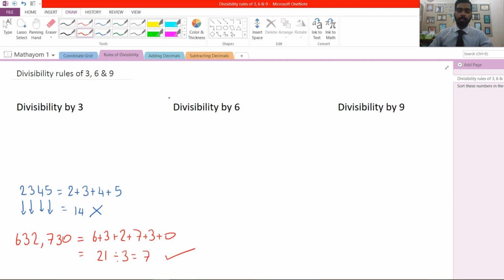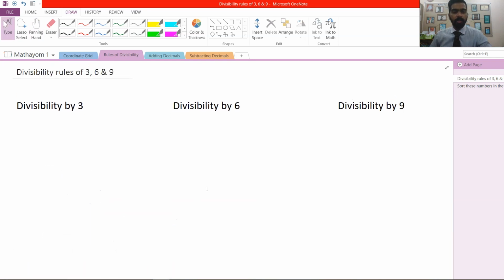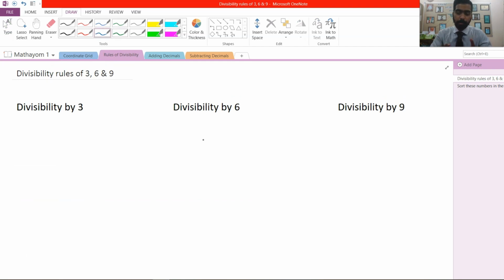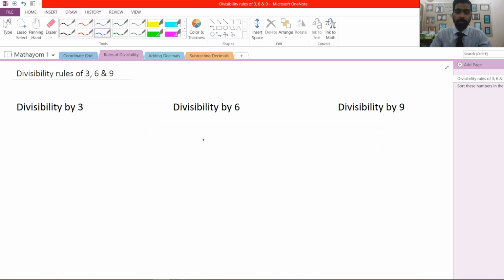Now let's go to the divisibility rules of 6. In order to see if a number is divisible by 6, the number must be divisible by 2. That means that a number must be an even number, and it also must be divisible by 3. So let's take a look. That means it must be an even number.